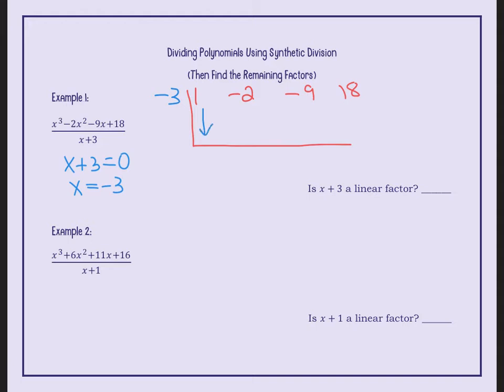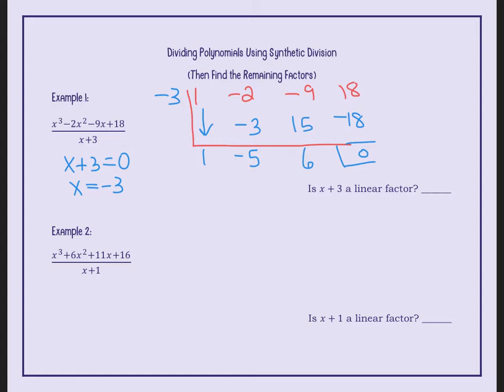Bring down the first number always, 1. Now multiply with the number on the outside. Add these two numbers together. Multiply with the number on the outside. Add these two numbers together. Multiply with the number on the outside. Add the two numbers together, and this is always your remainder. So there is a 0 remainder.